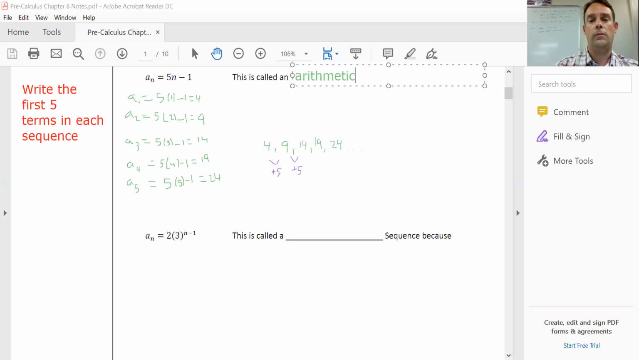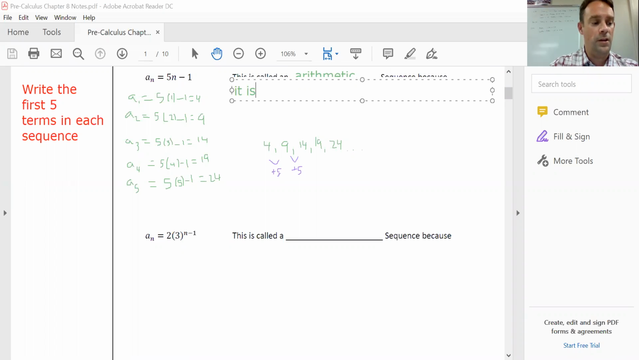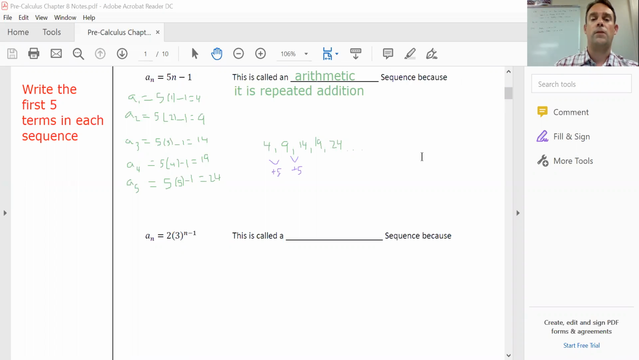arithmetic. And the reason why we call it arithmetic is because it is essentially nothing more than repeated addition. And the phrase we'll use later is common difference. So, it's repeated addition. That makes it arithmetic.